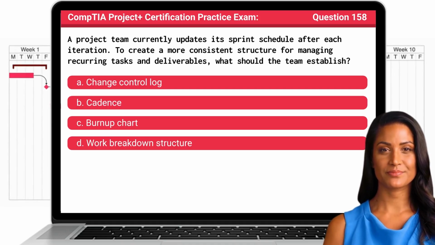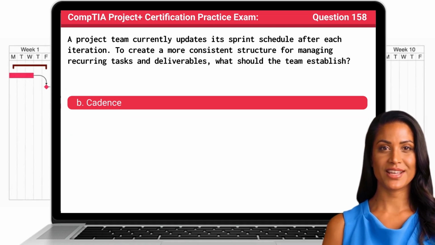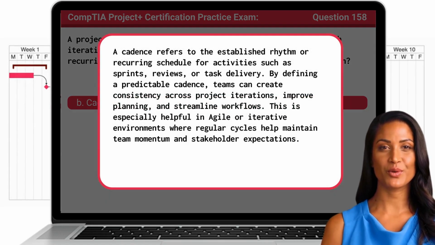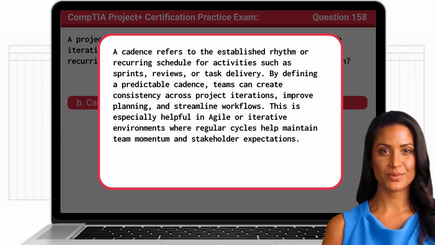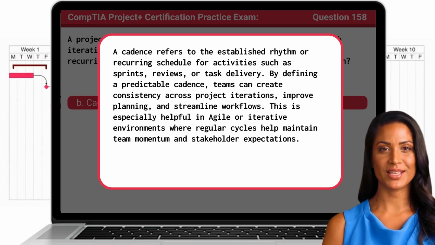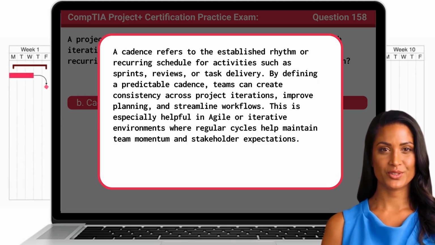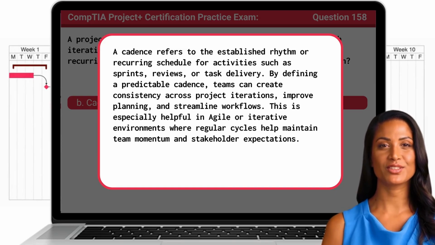The answer is B. Cadence. A cadence refers to the established rhythm or recurring schedule for activities such as sprints, reviews, or task delivery. By defining a predictable cadence, teams can create consistency across project iterations, improve planning, and streamline workflows. This is especially helpful in agile or iterative environments where regular cycles help maintain team momentum and stakeholder expectations.